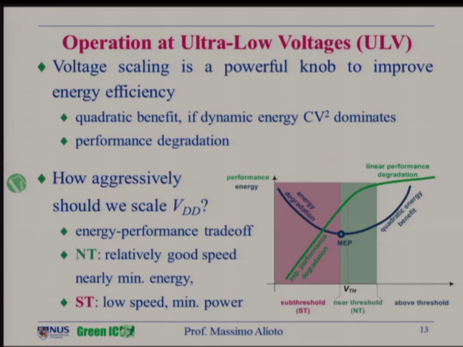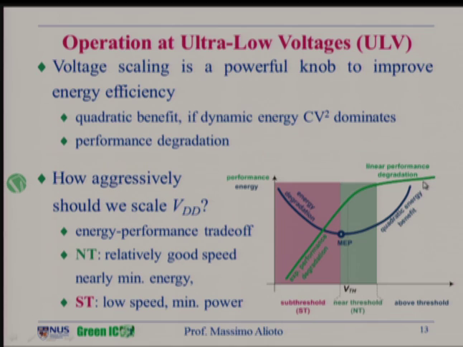Essentially, we want to operate at ultra-low voltage because we want to take advantage of, hopefully, a quadratic benefit when we reduce the voltage. But this comes at the cost of degraded performance. So the question is, how aggressively should we really scale down the voltage? Well, to understand this aspect, we should look at the qualitative plot of performance, this green curve, versus VDD, and energy, this blue curve, versus VDD.